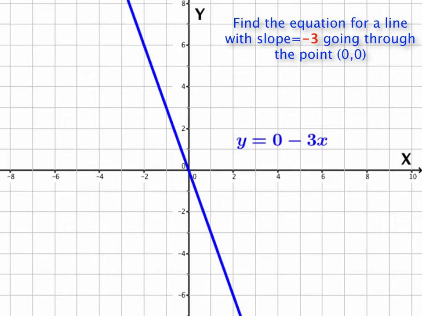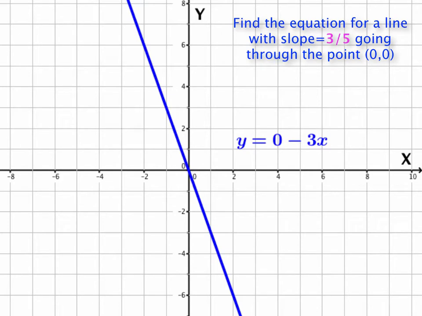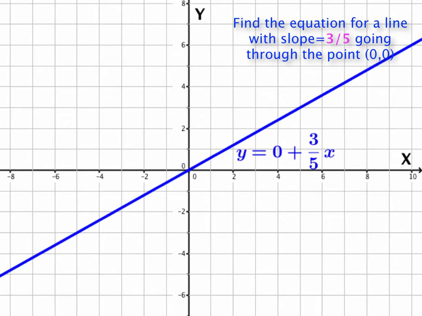What if we wanted the slope to be 3/5, still containing the point (0, 0)? Well, I think the equation in that case would be y = 0 + (3/5)x, or just y = (3/5)x. And last but not least, what if we wanted the slope to be 7/4, still containing the point (0, 0)? 0 is still going to be the y-intercept, the slope is 7/4, so I think our equation would be y = 0 + (7/4)x, or of course just y = (7/4)x.